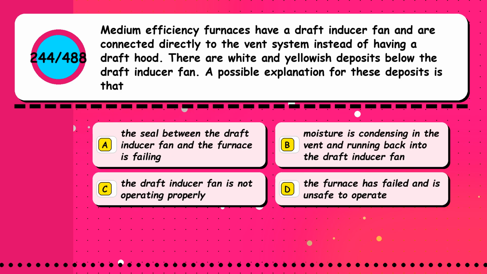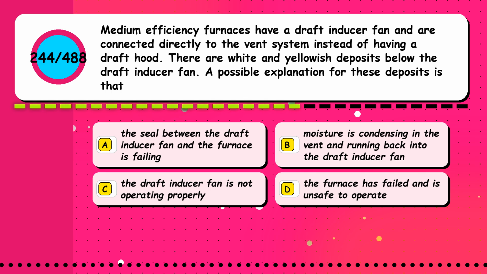Question 244. Medium efficiency furnaces have a draft inducer fan and are connected directly to the vent system instead of having a draft hood. There are white and yellowish deposits below the draft inducer fan. A possible explanation for these deposits is that option A, the seal between the draft inducer fan and the furnace is failing. Option B, moisture is condensing in the vent and running back into the draft inducer fan. Option C, the draft inducer fan is not operating properly. Option D, the furnace has failed and is unsafe to operate.